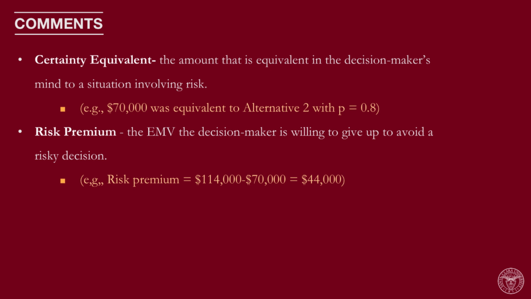You can think about this case. Suppose you are going to purchase an insurance. That $44,000 will be the maximum amount of money you are willing to pay for the insurance. So actually, it's a very high risk premium for you.